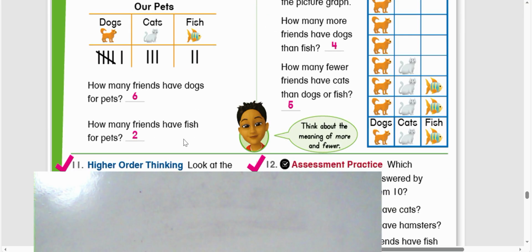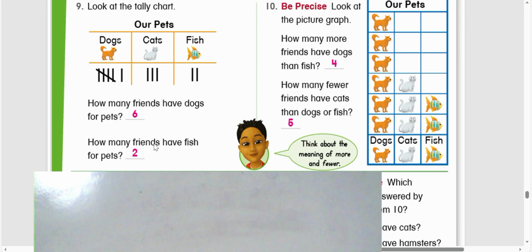How many friends have fish? Fish, we have fish 2. Okay, how many friends have fish? The number will be 2.